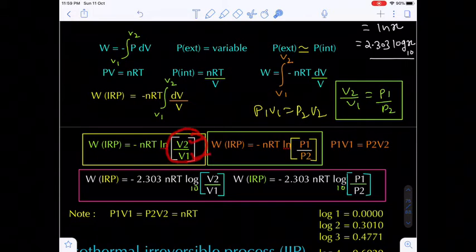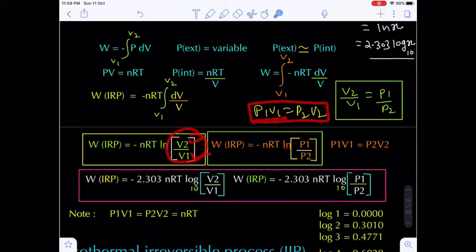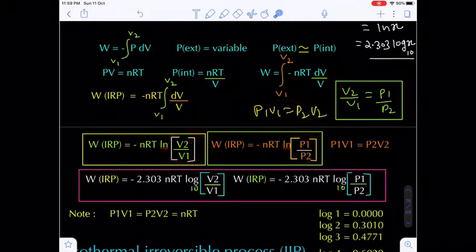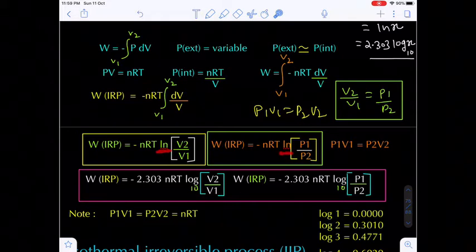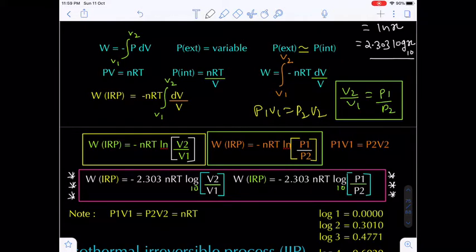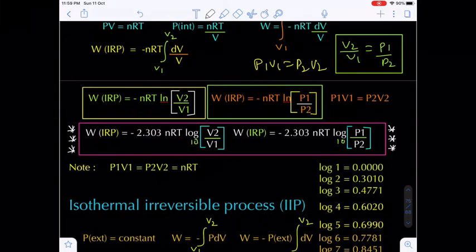So instead of V2 by V1, we know P1 V1 is equal to P2 V2 from Boyle's law. So V2 by V1 is equal to P1 by P2. So instead of V2 by V1, I can write P1 by P2. So these are the two important formulas, very, very important. If you want to convert the natural logarithm base e into base 10, you have to multiply with 2.303. So overall, we have to remember this formula. This is a very important formula for the calculation of work done in an isothermal reversible process. You can use this formula for expansion as well as compression.